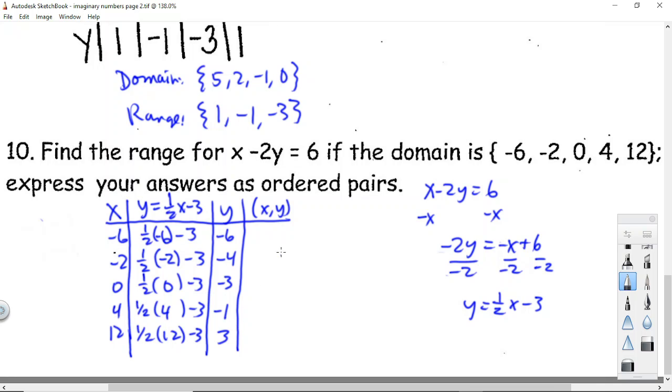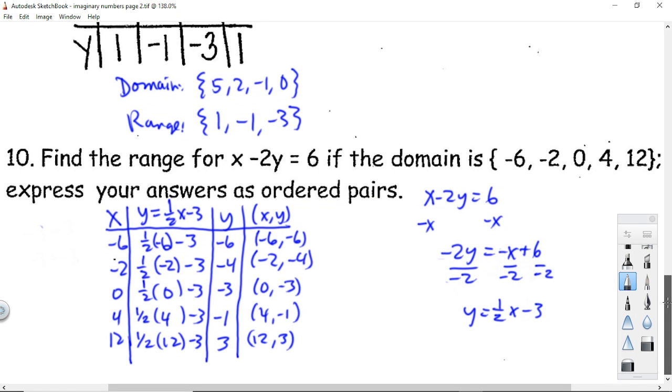So we've got our numbers. Our ordered pair, negative 6 comma negative 6 is the first one, right? Because you have the x and the y. Okay, so we'll put the rest of them. Negative 2, negative 4, 0, negative 3, 4, negative 1, and 12, 3. That should be it. Okay, so that's several more problems.